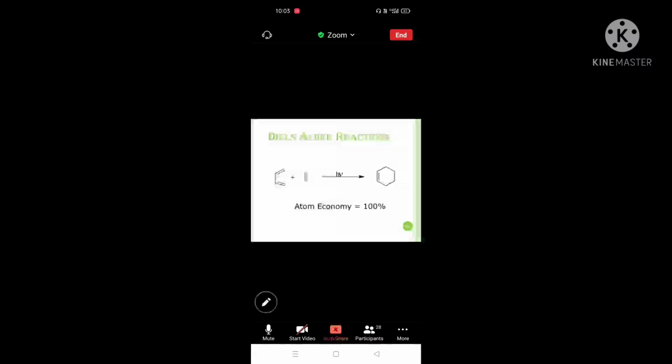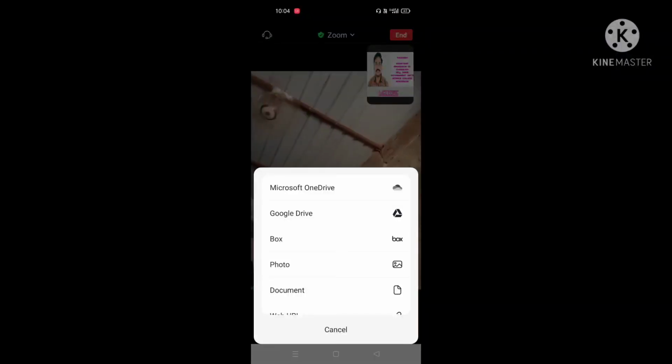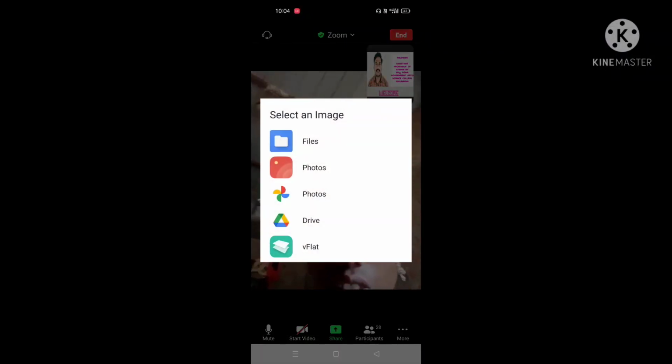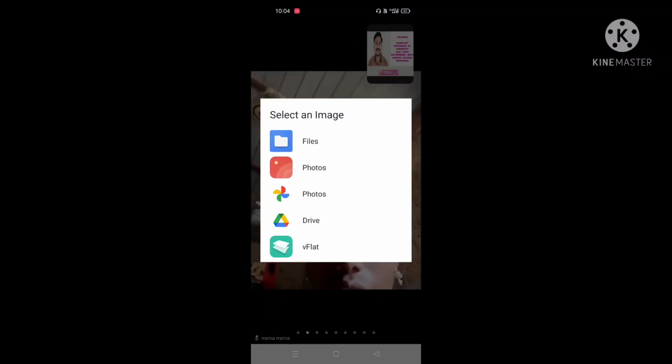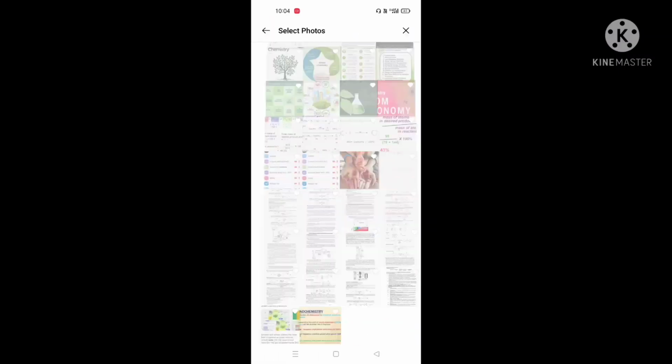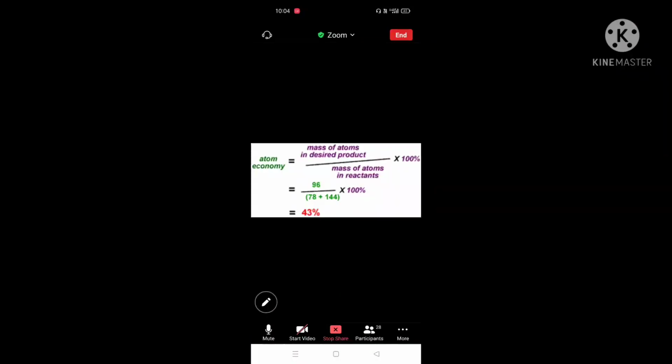So the Diels-Alder reaction is one of the examples of an atom economic reaction. So what is the equation of an atom economic reaction? This is the equation of an atom economic reaction.